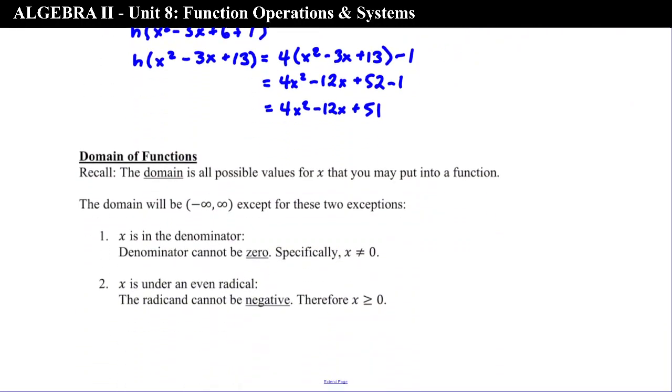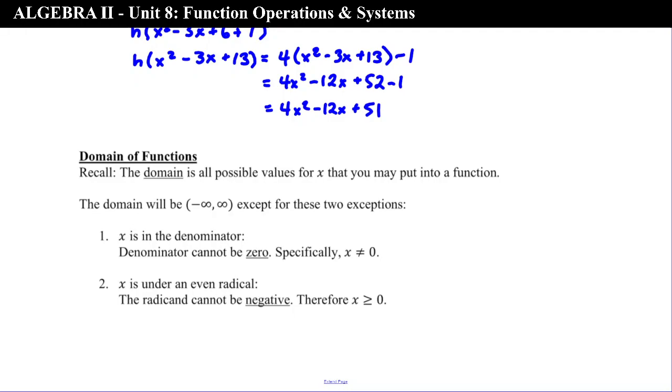Now let's talk about the domain of these functions. Recall that the domain is all possible values of x that you may put into a function. Okay, that's just what the definition of domain is. It's all the values of x that we can use. Remember, in rational functions, we threw out one of those values of x because we had an asymptote, because that made the bottom 0. So the domain is any values of x that you can put into a function.